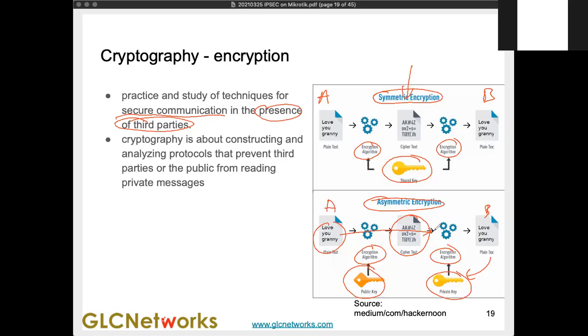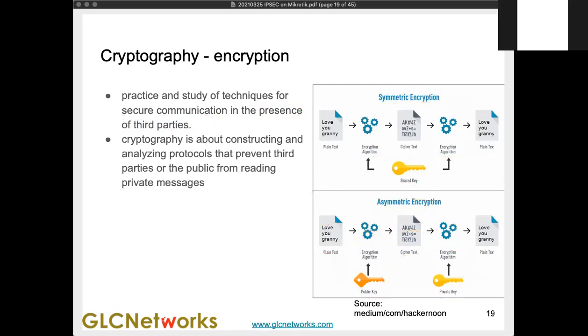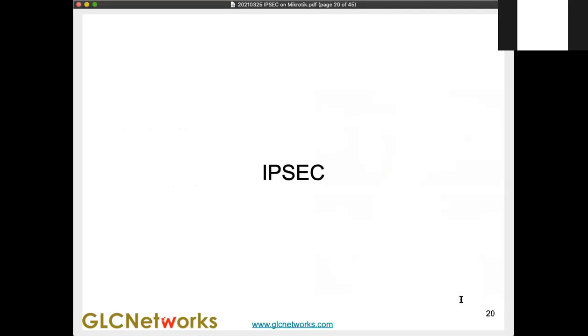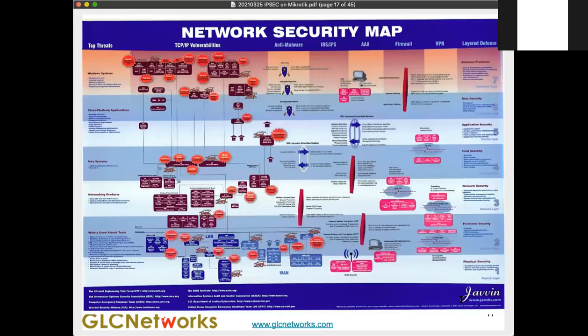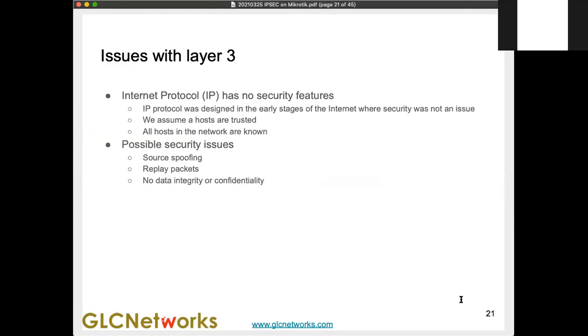I have one question here. Is the concept of GRE tunneling the same as IPsec? No, it's not. GRE is Generic Routing Encapsulation, which is different. Now let's talk about IPsec. Those are the fundamental things that you need to understand. So hopefully that answers your question.